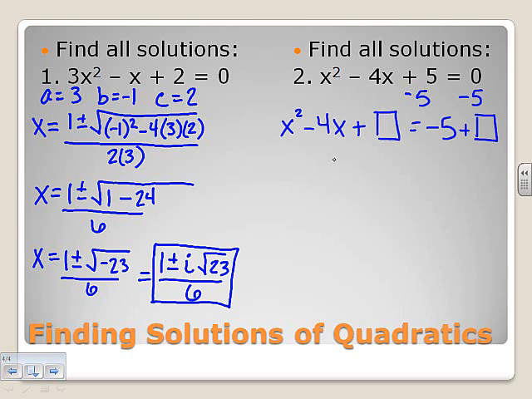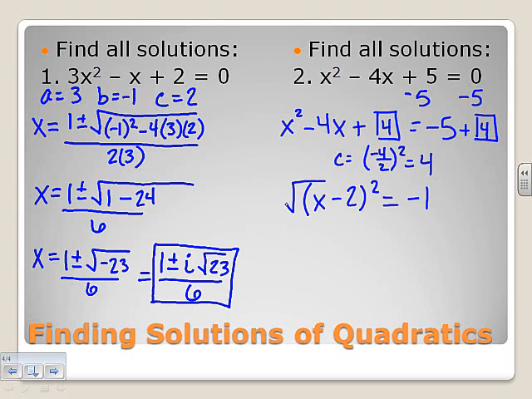Remember, to find box, we need to do c equals negative 4 over 2 squared, which becomes 4. So we put 4 in here and 4 in here. So now the factors of 4 that make negative 4 would be negative 2 and negative 2. So it factors as x minus 2 squared equals negative 1, because negative 5 plus 4 makes negative 1.